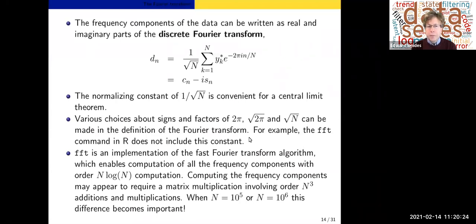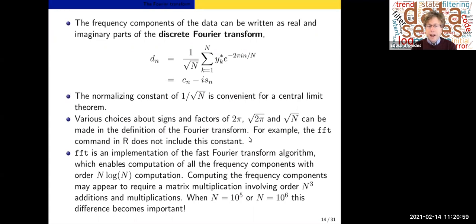So for example, when you're in R, if you ever find yourself calculating a discrete Fourier transform directly, you'll do it through this function FFT, which stands for fast Fourier transform, and FFT does not include this constant. So you need to add it in yourself if you want to match the results that we're doing with that constant. So FFT is an implementation of the fast Fourier transform algorithm.